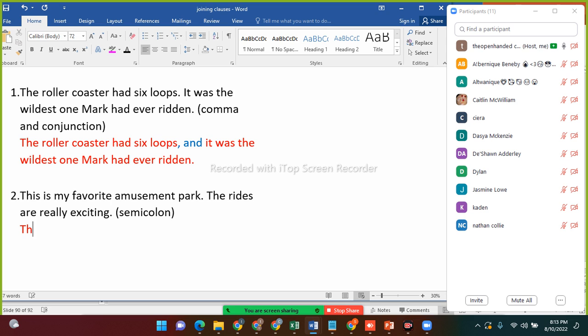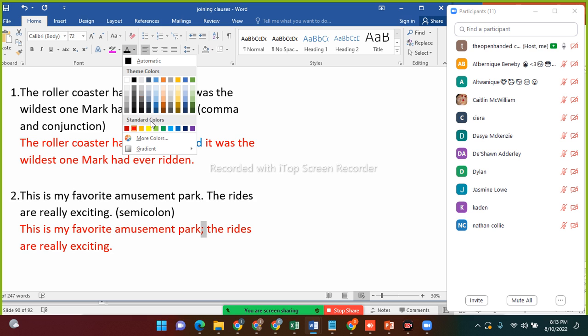So we say, this is my favorite amusement park; the rides are really exciting. Right, so there we use the semicolon to combine these 2 clauses.